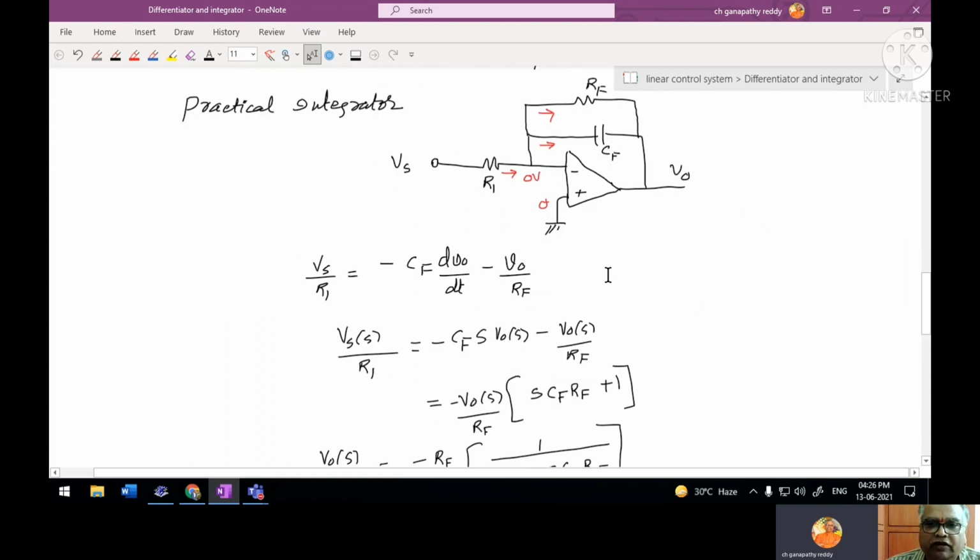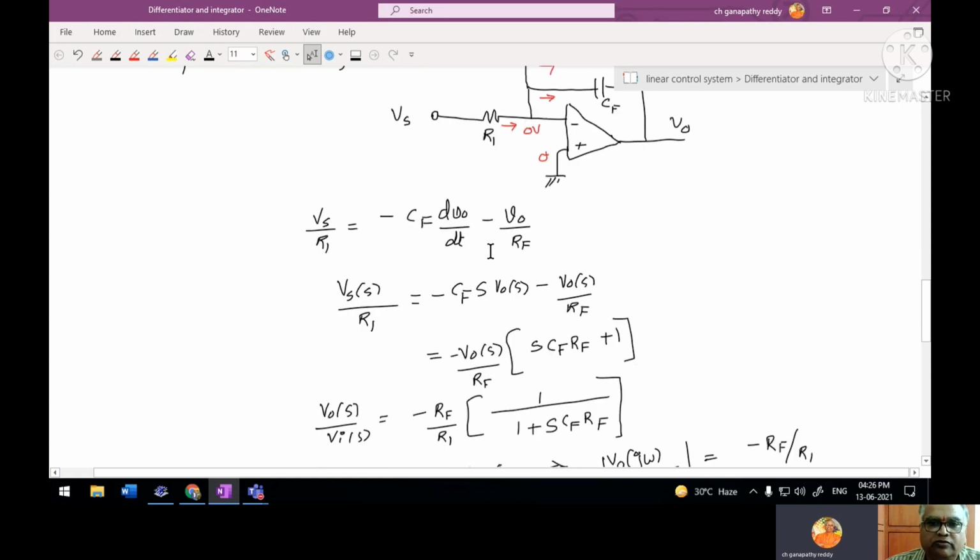With this RF, what will happen? Now Vs by R1 is equal to the current flowing through the capacitor plus the current flowing through RF. So minus Cf dV0 by dt minus V0 by RF. Now I change into the S domain, Laplace domain. Vs of S by R1 is equal to minus Cf times S into V0 of S, minus V0 of S by RF.